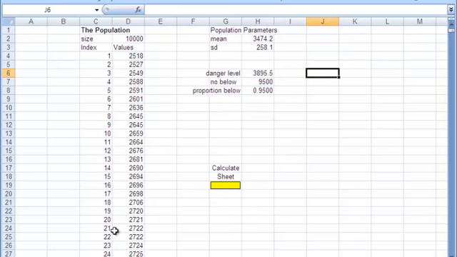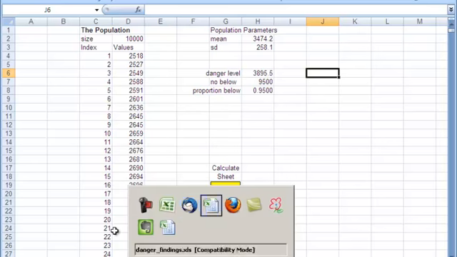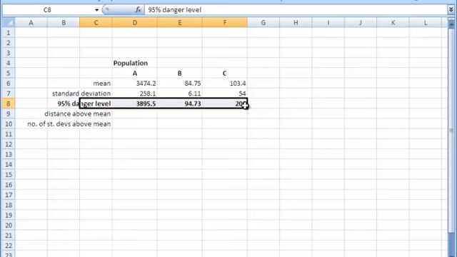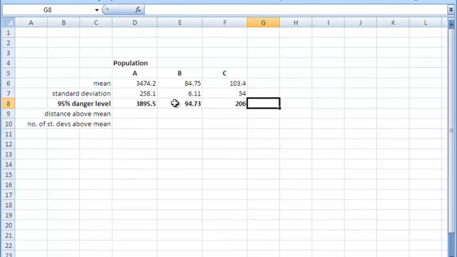Now, I've put these results together in a single place here. So here's population ABC and the means and the standard deviations, but this is the important line here. These are the danger levels. But there's no clear pattern. They're all very different levels.